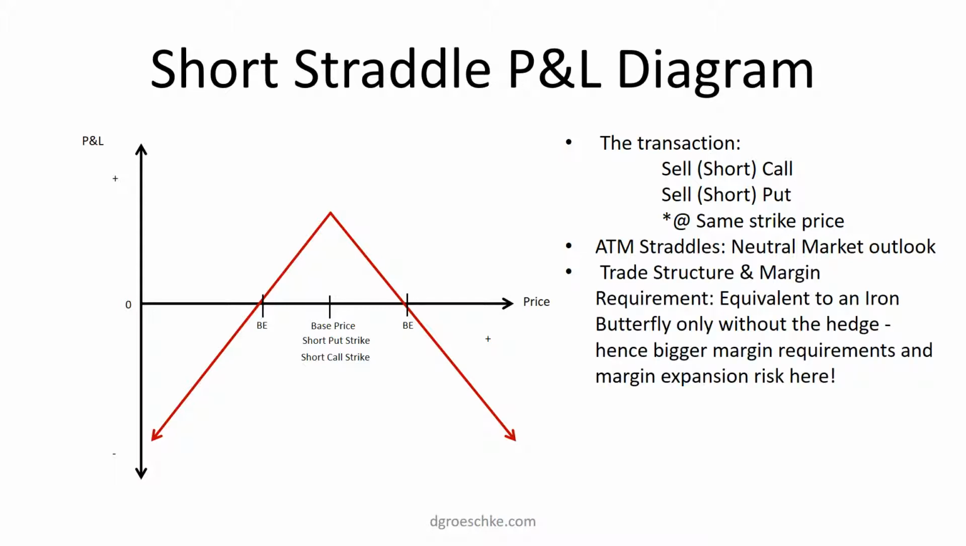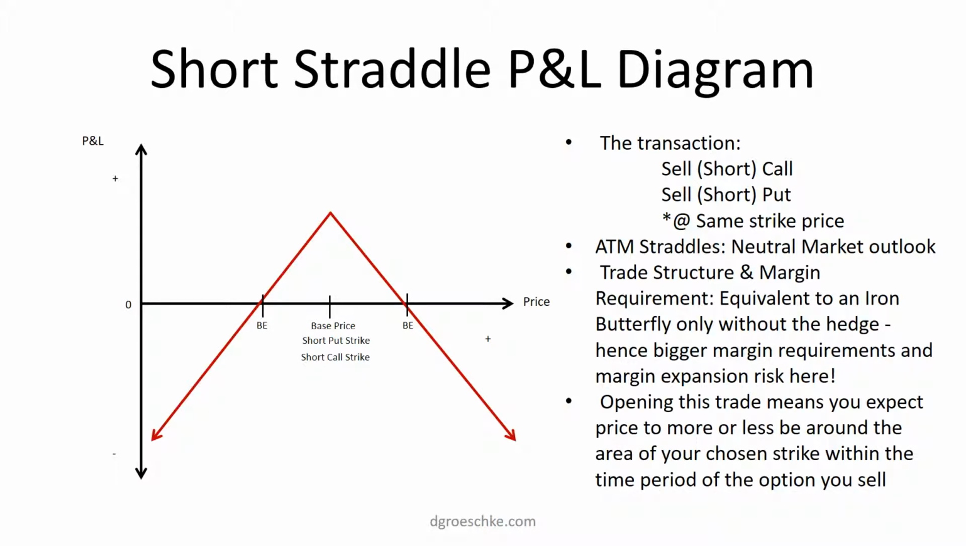As a trade structure and margin requirement, it's equivalent to an iron butterfly, only without the hedges or the long legs. Like a condor or a butterfly, your broker would most likely require one side max loss as margin, since price can only hit maximum one strike at a time. However, due to the absence of hedges, margin requirements are higher and margin required can expand when using this strategy.